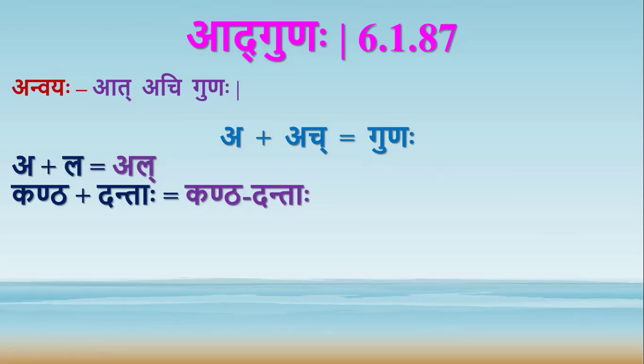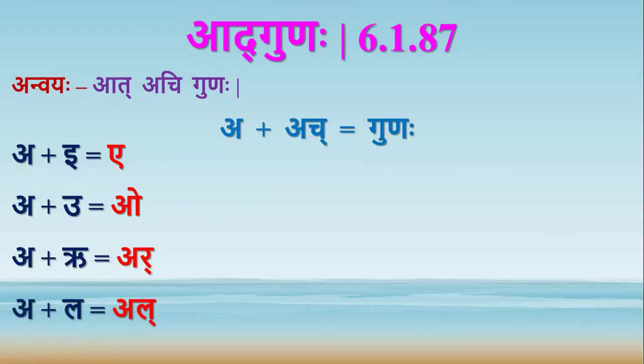Similarly, a plus ḷ, it is not typed properly here. It is ḷ. A plus ḷ is equal to al, because the organ of pronunciation of a is kanta, that of lukara is danta. Here that of akara is kanta, of lakara is again danta. So a plus ḷ is al. This is it: a plus u is equal to o, a plus ṛ is equal to ar, a plus ḷ is equal to al.